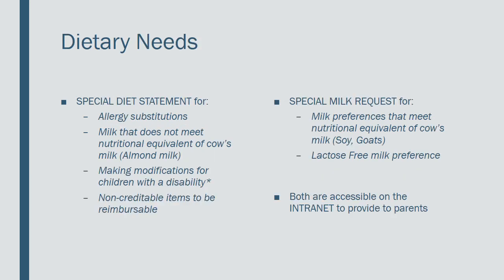A special diet statement is for allergy substitutions, milk that does not meet the nutritional equivalents of cow's milk, like almond milk, or for making modifications for a child with a disability. Special milk requests are for milk that does meet the nutritional equivalents of cow's milk, like soy milk or goat's milk or lactose-free milk, and these do not need to be signed by a doctor or a physician. And both these forms can be found on the BICAP intranet.